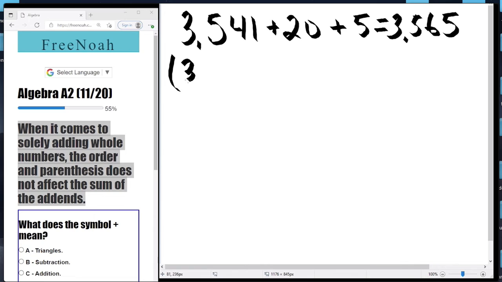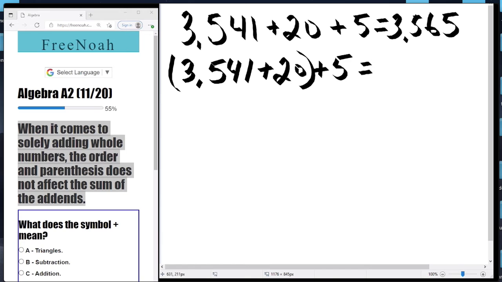Now let's add some parentheses here. Keep the same numerics here, just add some parentheses. Let's put 3,541 plus 20 in parentheses, and let's leave the plus 5 out of the parentheses. It will still equal 3,565. All right. Let's keep going.